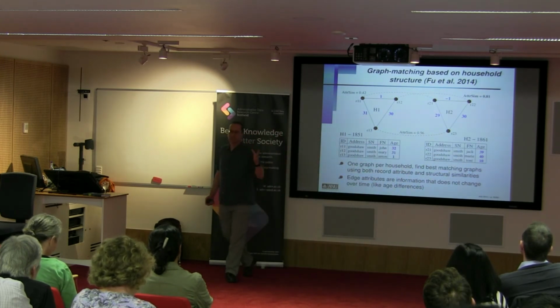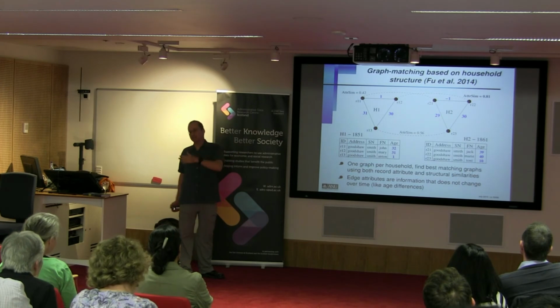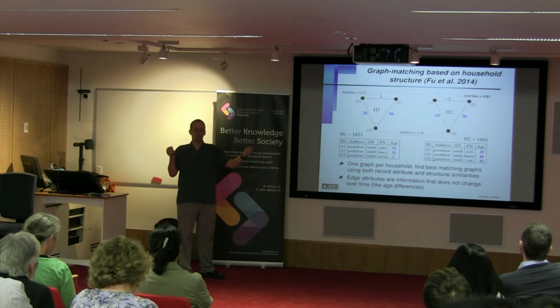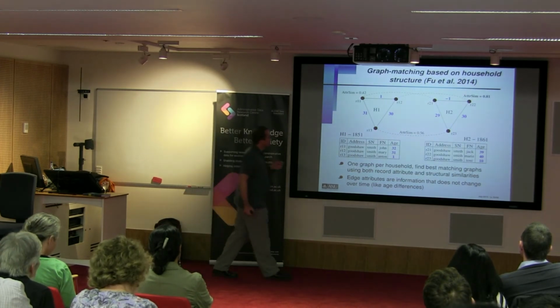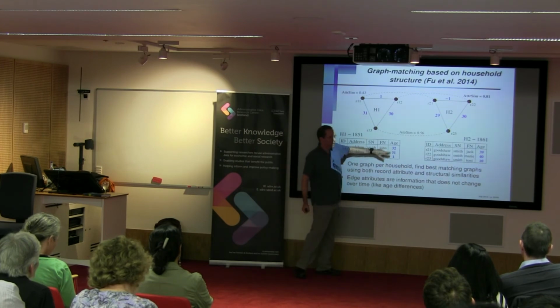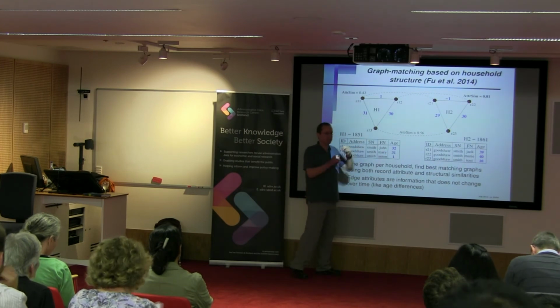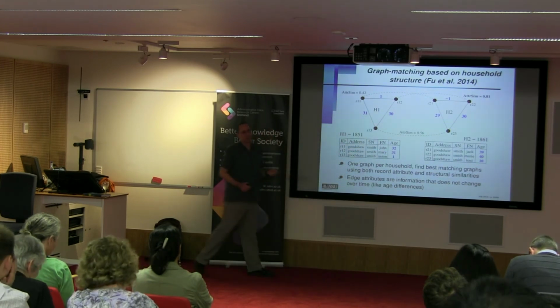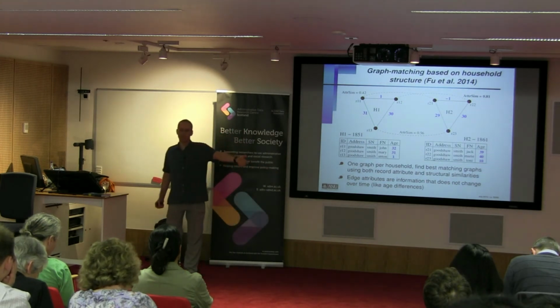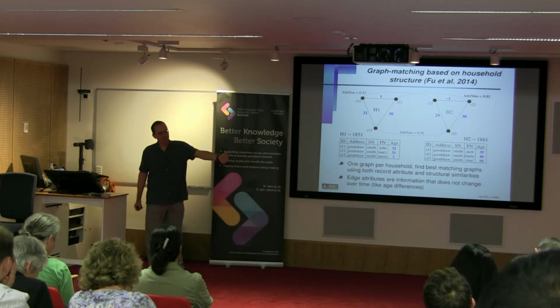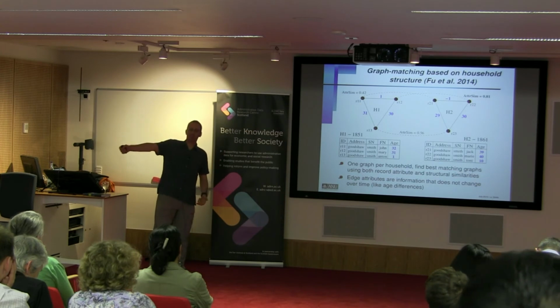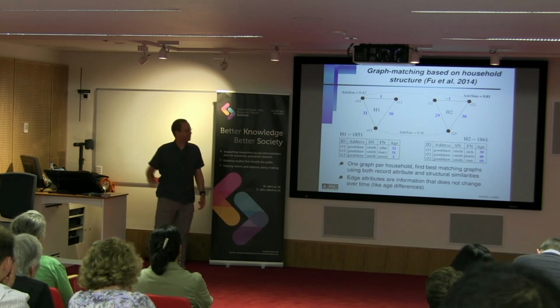We know that some of these things are changing over time. Age is changing, but age should change 10 years over a 10-year census period. So what shouldn't change are the relationships with regard to the age, right? If I have children and my son is 20 years younger than me, then he should still be 20 years younger than me in 10 years' time.